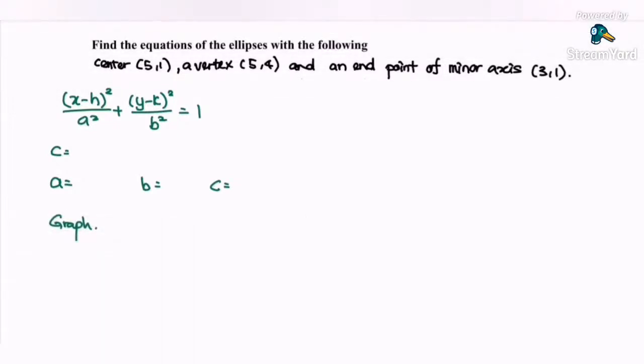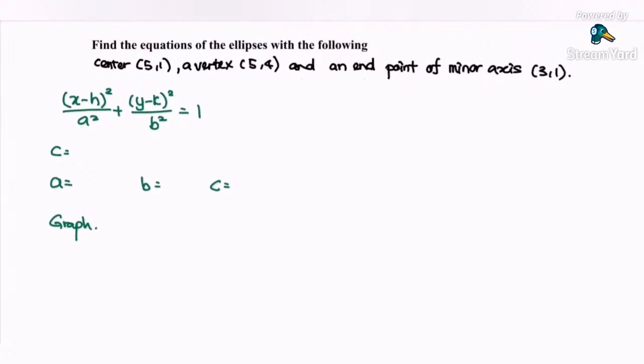With the following info, where we have center (5, 1), a vertex (5, 4), and an endpoint of the minor axis (3, 1). So number 1 is to state the formula for the equation of the ellipse, which is the standard form. Next, followed by the center, then the values A, B, C.